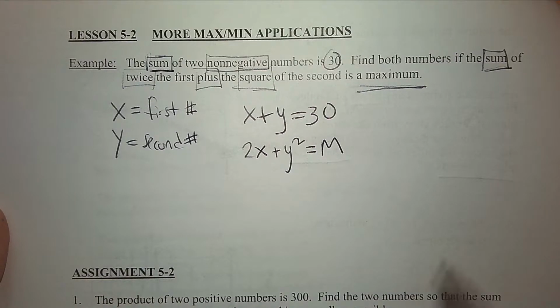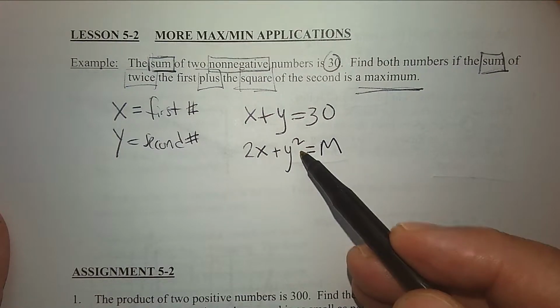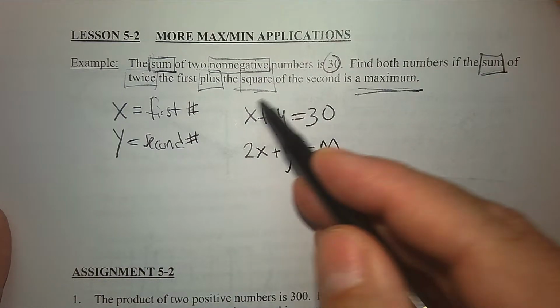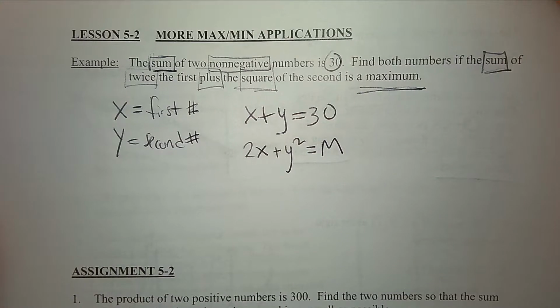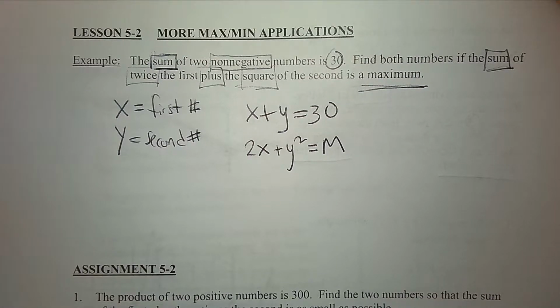Now, which one is your primary? Which one is your secondary? The second one is your primary. The first one is your secondary. You have a choice to make. It doesn't matter what the choice necessarily is, but one will probably be easier to take the derivative of than the other. Will I go x equals or will I go y equals? Will you get the same answer both ways? Yes, I agree.